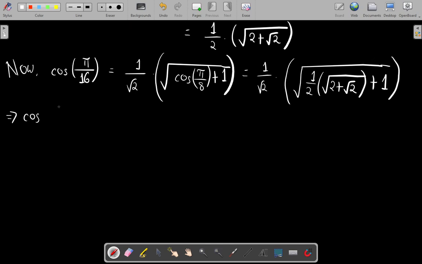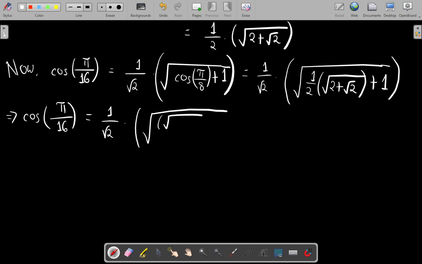Okay, so let us now again continue to simplify it further. Cos pi upon 16 is 1 upon root 2 times, if I take the LCM again inside this square root, in the numerator we have square root of 2 plus square root of 2, and this 2 when multiplied with 1 we get plus 2 in the numerator, right? And this entire thing is divided by 2.